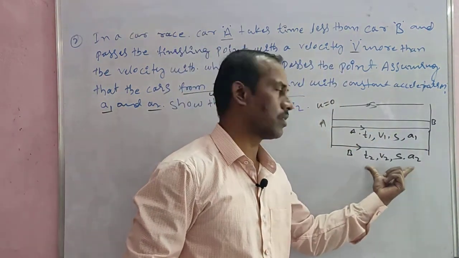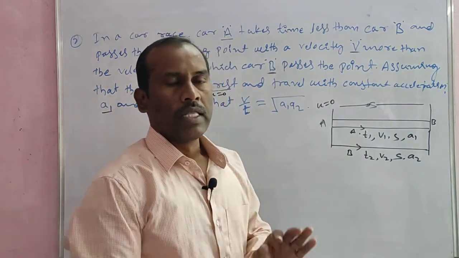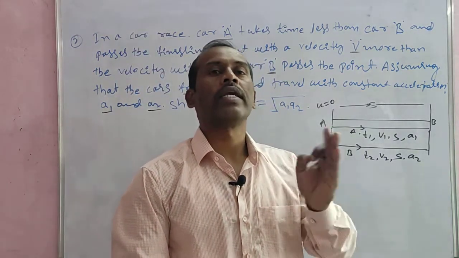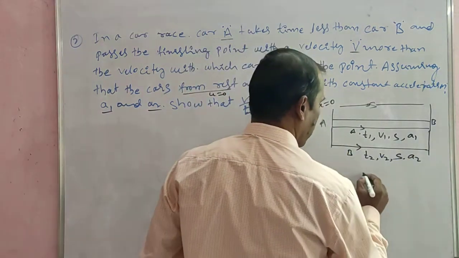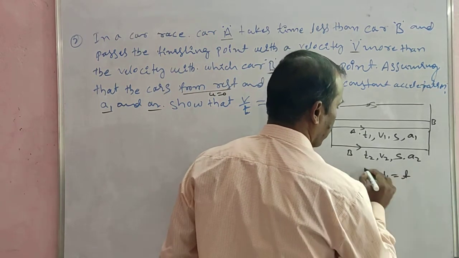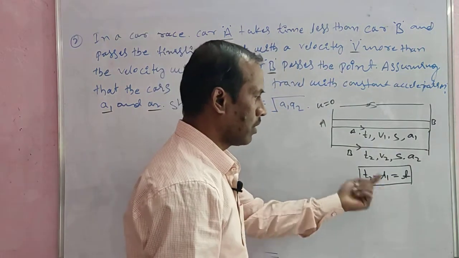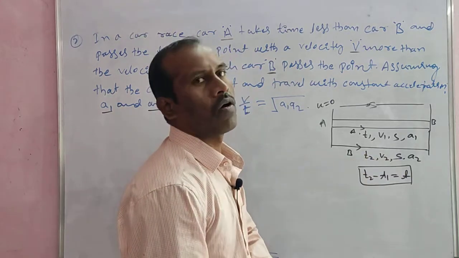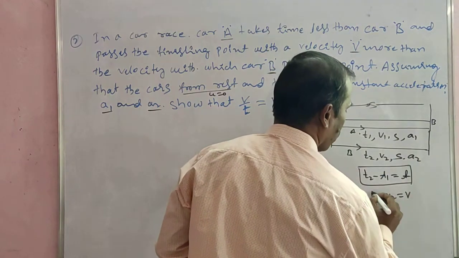Car A takes less time, less than T, compared to car B. That means T2 minus T1 is equal to T. So the car that takes less time has a greater velocity than car B. That means V1 minus V2 is equal to V.